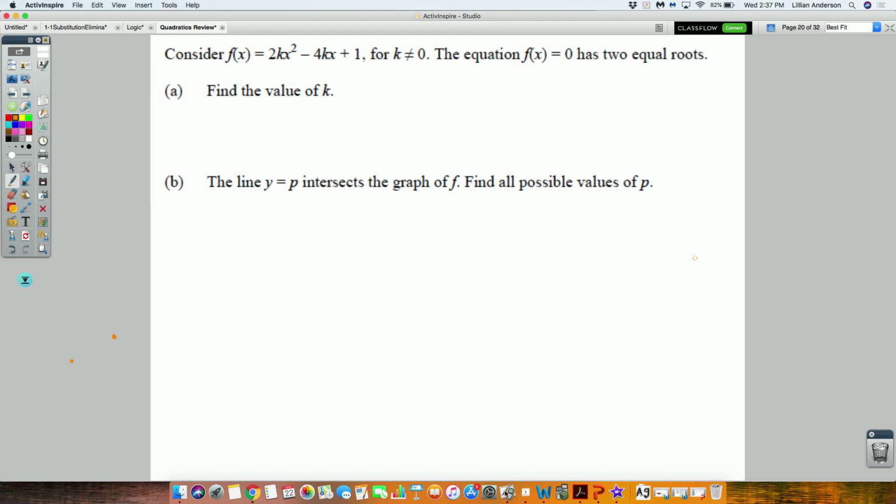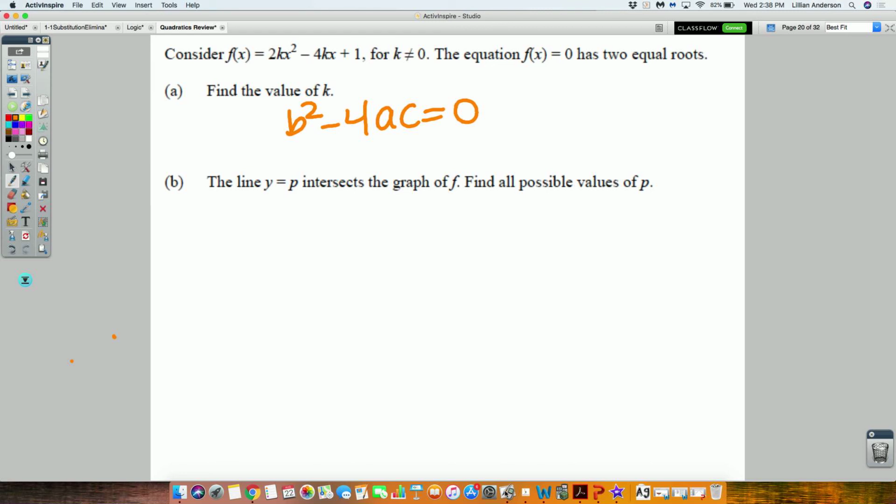f of x equals 2k x squared minus 4k x plus 1, k does not equal 0. And then we are told that it has 2 equal roots. 2 equal roots means what? It's a double root, so the something equals 0. What's the something? Discriminant. So you actually had to take b squared minus 4ac and set it equal to 0.